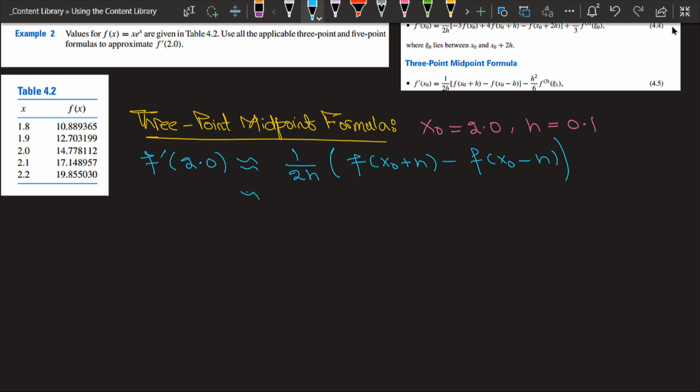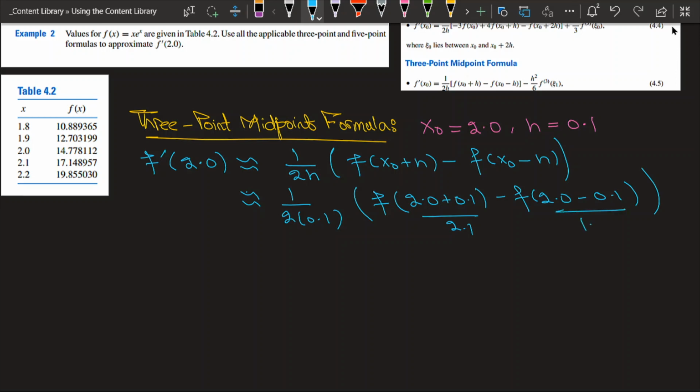So 1 over 2 into 0.1 and f of x naught plus h, 2.0 plus 0.1, and 2.0 minus 0.1. So you see the central difference formula is using 2.1 and 1.9 to guess the derivative at 2.0.